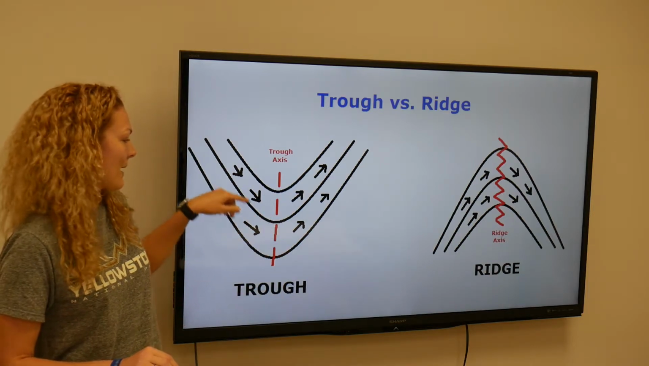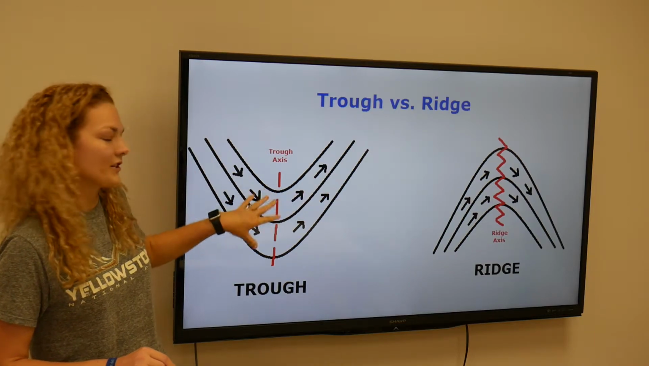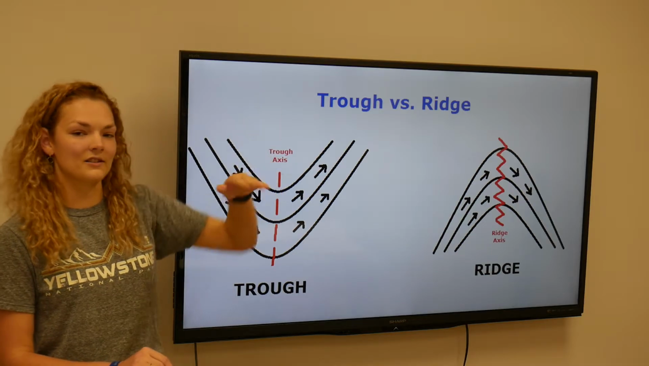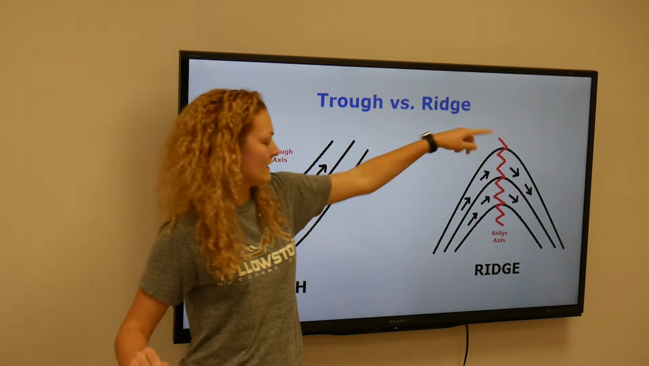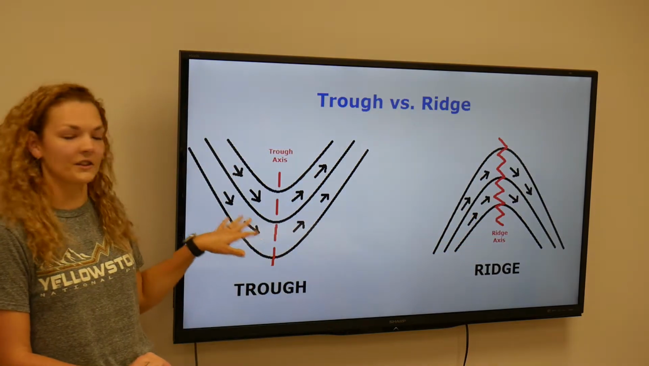So if you're looking at a map and the ISO lines start to kind of droop like this, this is where your low pressure is. Or if you're looking at your map and you see where your ISO lines start to go upwards like this, it's a ridge. So a ridge is for high pressure, troughs are for low pressure.